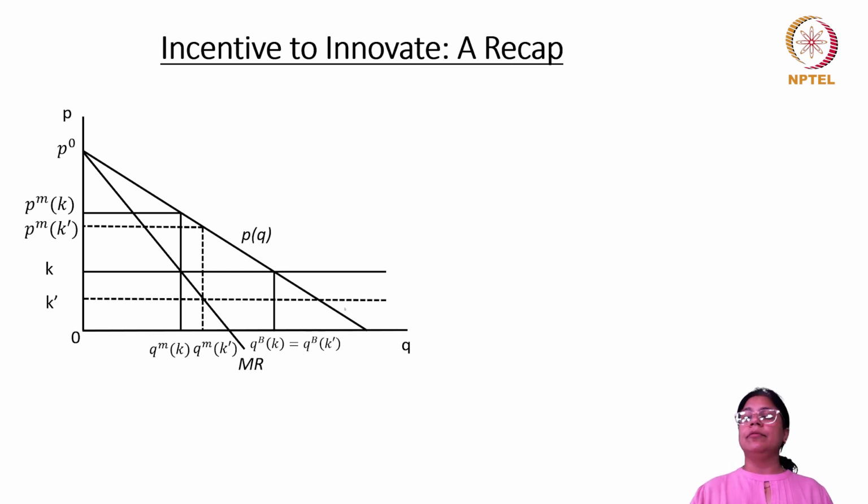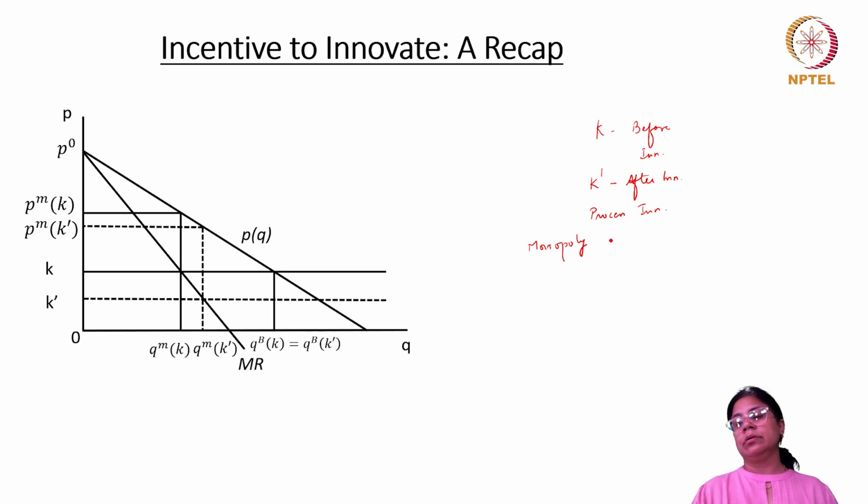Like earlier, we say that the K is the cost before innovation and K prime is the cost of production after innovation. And the specific case that we are looking at is that of a process innovation. We have compared earlier monopoly and Bertrand competition.